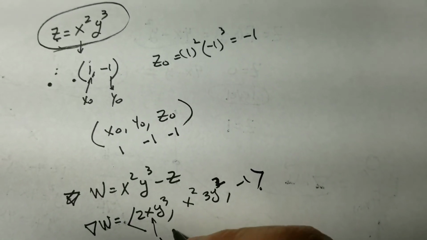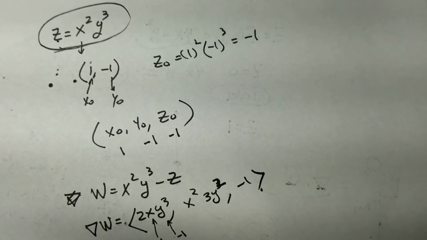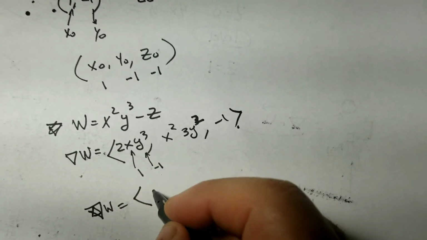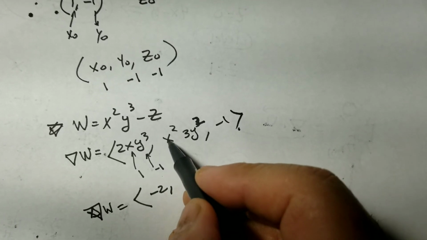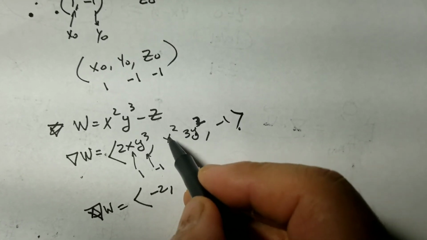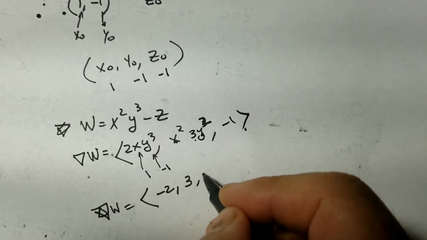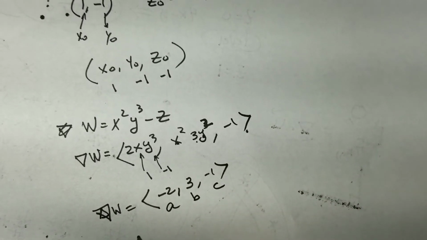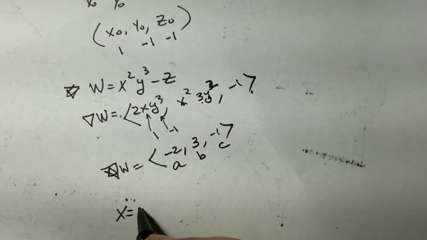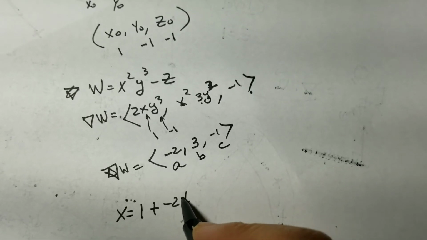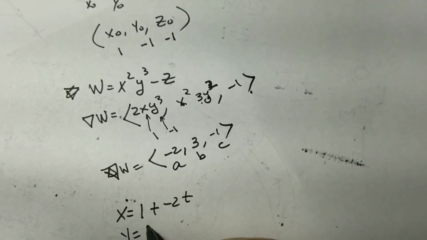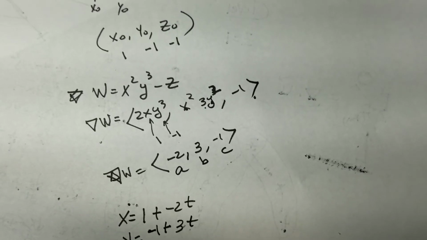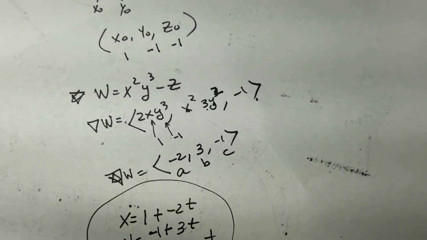Therefore, if your x naught is 1 and your y naught is negative 1, your gradient at that point is 2 times 1 is 2, 2 times negative 1 is negative 2. 1 squared, negative 1 cubed... 1 times 1 is 1, 1 times 3 is 3, and a negative 1. This is nothing except your directional numbers. Therefore, your equation of a line is x equal to x naught plus at, y equal to y naught plus bt, z equal to z naught plus ct. That is the equation of a line.